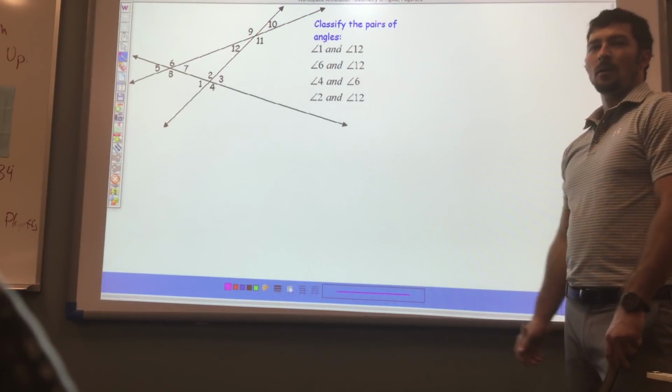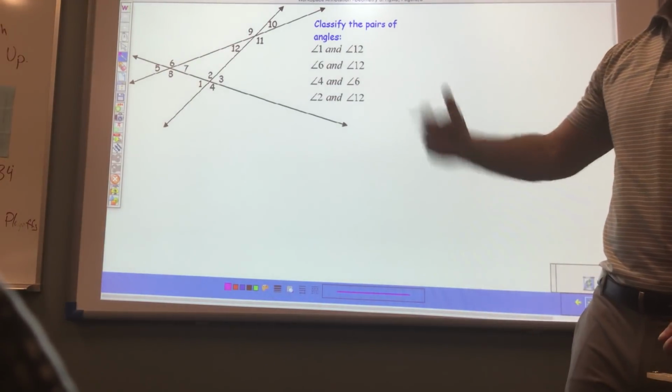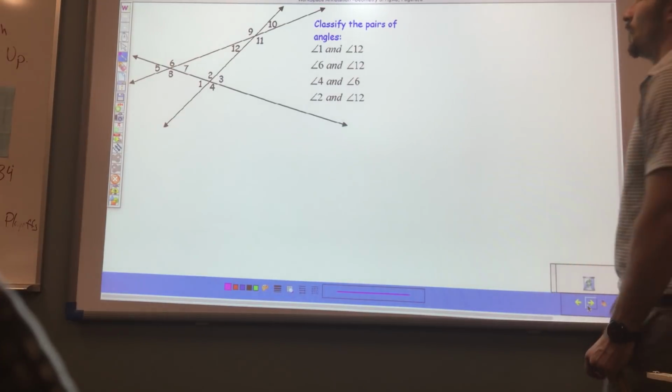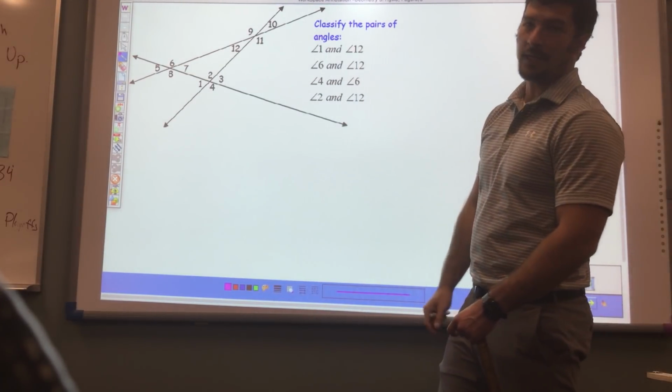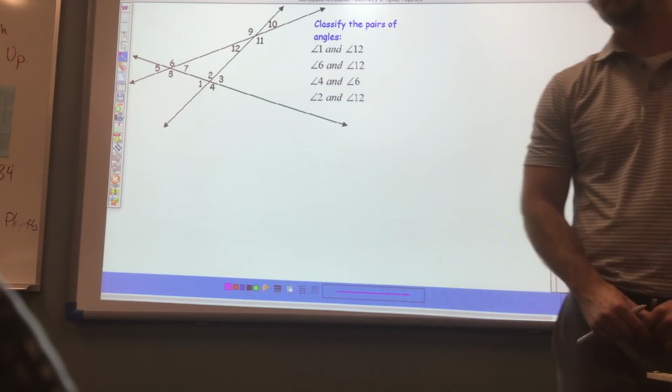So, what you should do now is pause the video, maybe 30 seconds to maybe a few minutes. See if you can determine what type of angle pairs these are, and then you can hit play and find out if you're correct. So if you want to do that, go ahead and do that now.